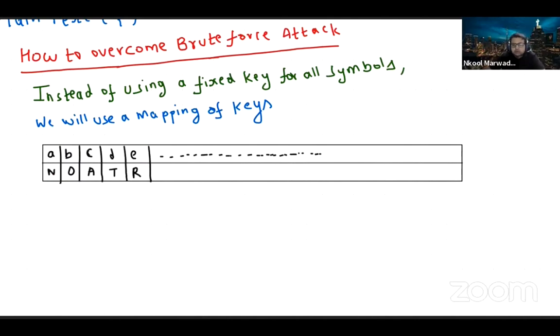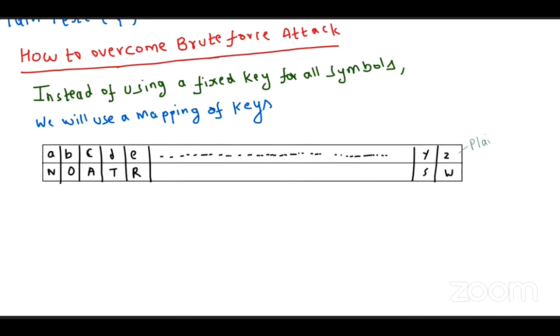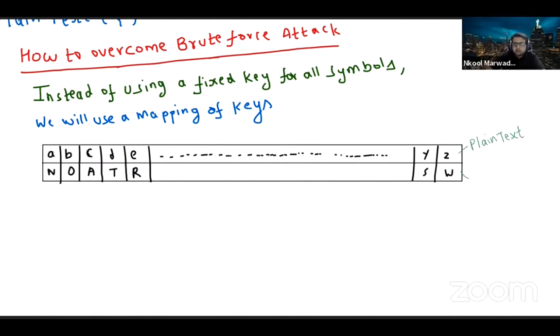Then small z we will map it with W. Small y we will map it with capital S. And so this is the plain text. This is the cipher text. Now very interesting thing is that for encryption I will be making use of this table, and for decryption also I will be making use of the same table in the reverse order. Like if I am getting capital R, I know it is E.